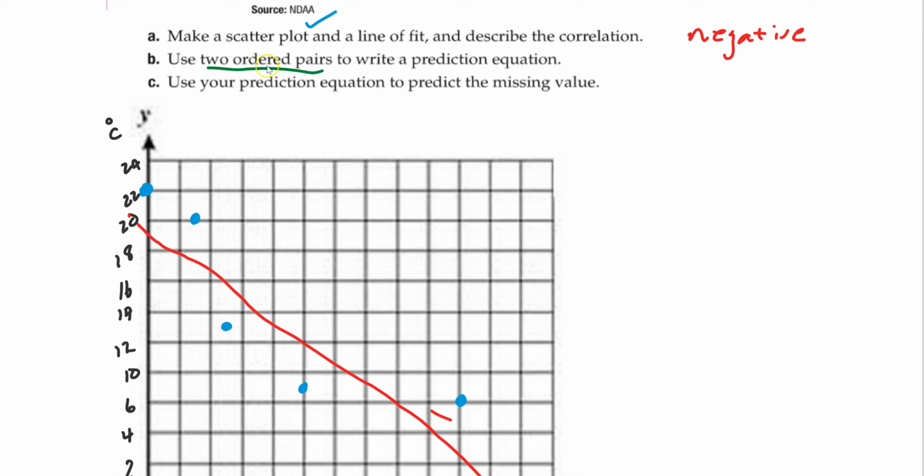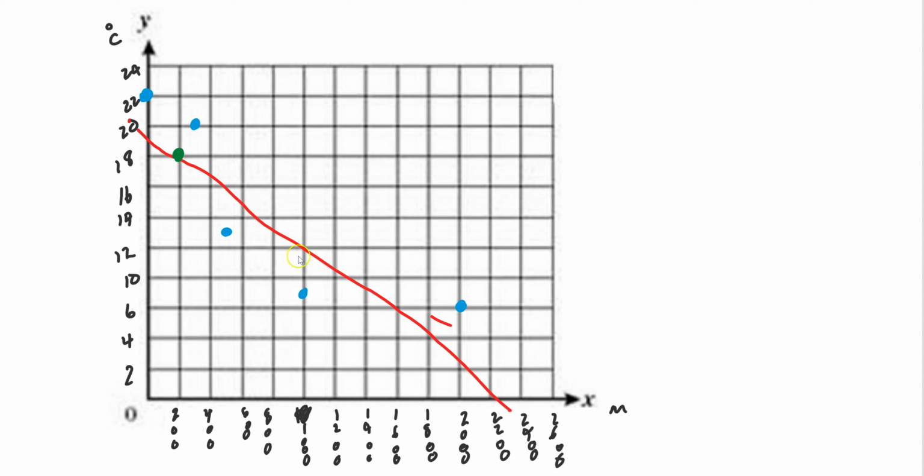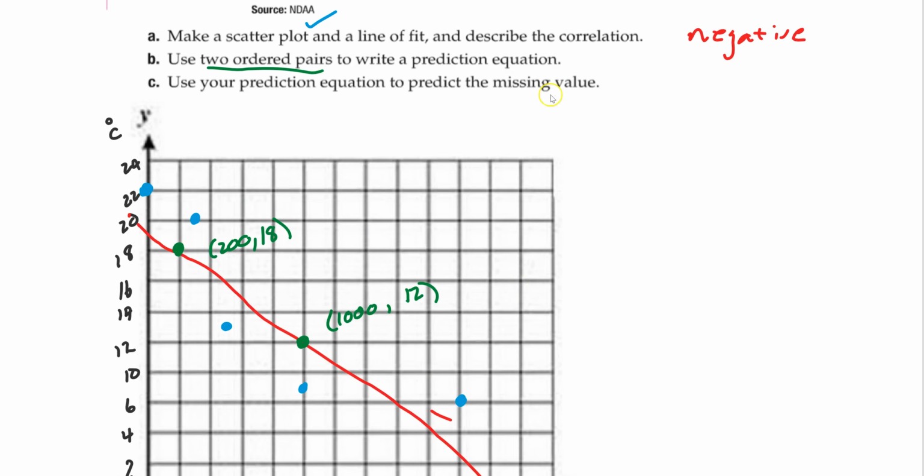Now, hopefully, something happens when you draw your prediction line: you have two places that cross nicely. For me, I'm going to say it crossed nicely right there, and then look for another place where it crosses. Ooh, right here. So I'm going to use those two points. So I'm going to have (200, 18), and over here I have (1,000, 12). Again, those are just estimates. It all depends on how you draw your line of best fit. But you want to hit two places that cross nicely. That's the goal.